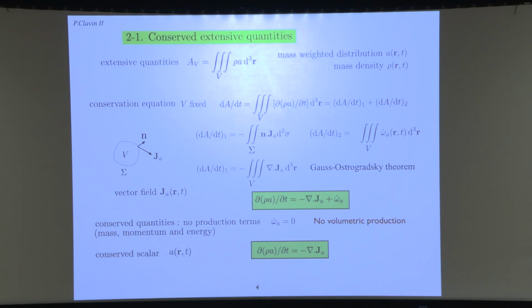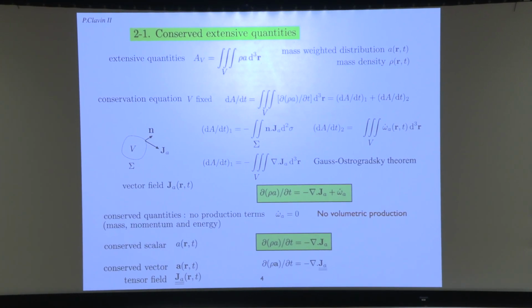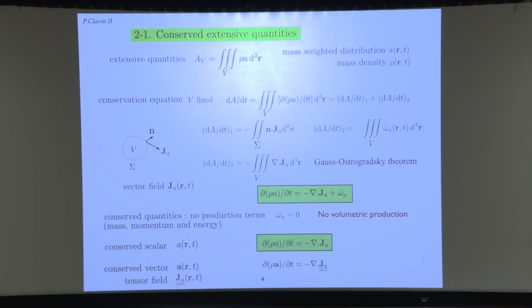What is a conserved quantity? A conserved quantity is a quantity that has no production or consumption inside. So the only way to change the value of a conserved quantity in the volume is to change the flux. In that case, a conserved scalar A is given by minus the divergence of the flux. There is no production. This is what we call a conserved quantity. This consideration is also extended to the case where the quantity is not a scalar but a vector. If the conserved quantity is a vector, the flux is a tensor. So you see immediately that the time derivative is the divergence of a tensor.